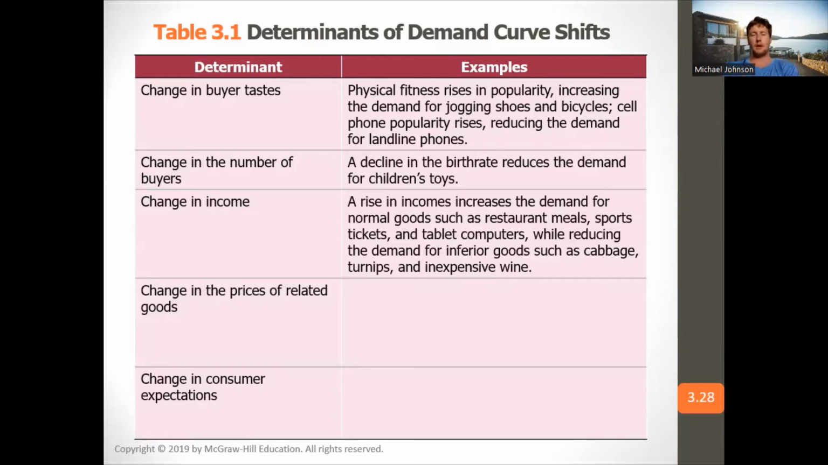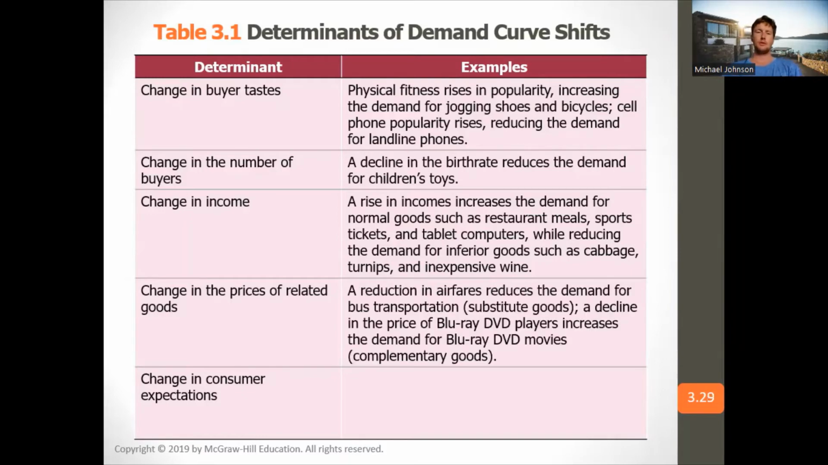A change in income. Example would be a rise in incomes increases the demand for normal goods such as restaurant meals, sports tickets, and tablet computers, while reducing demand for inferior goods such as cabbage, turnips, and inexpensive wine. So if people become more rich, they will buy more expensive goods like sports tickets, and then buy less cheap products like cabbage.